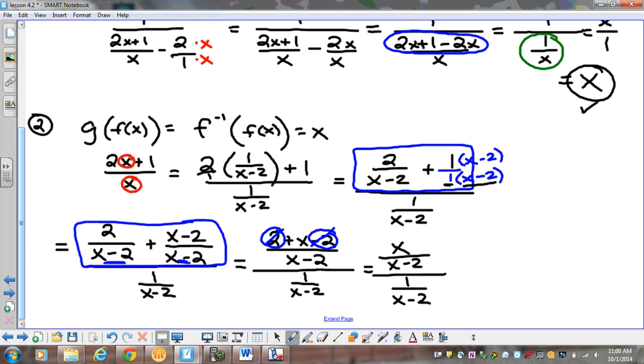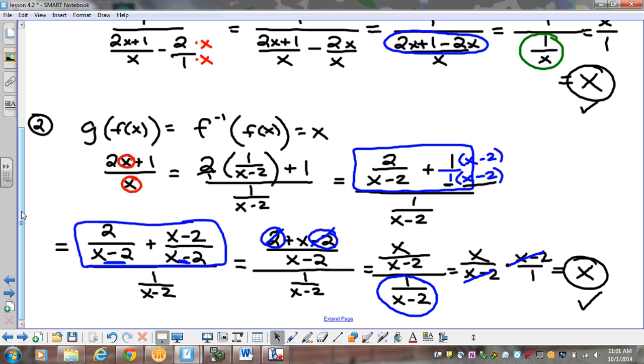So once again, I'm left with that same predicament of a fraction divided by a fraction. Same thing we did before. If I have a fraction divided by a fraction, dividing by 1 over x minus 2 is the same thing as multiplying by that reciprocal. The reciprocal of 1 over x minus 2 is x minus 2 over 1. And if you notice, your x minus 2's will cancel, so I'm left with x.